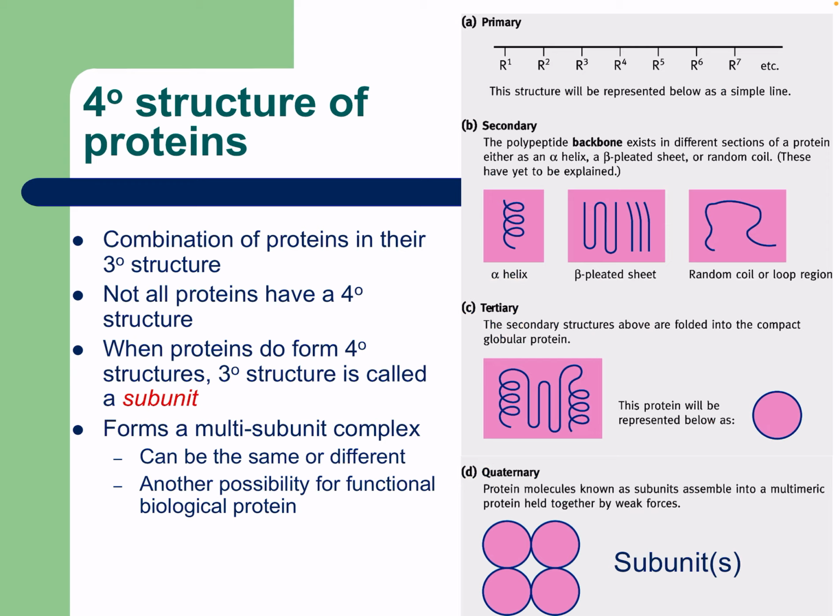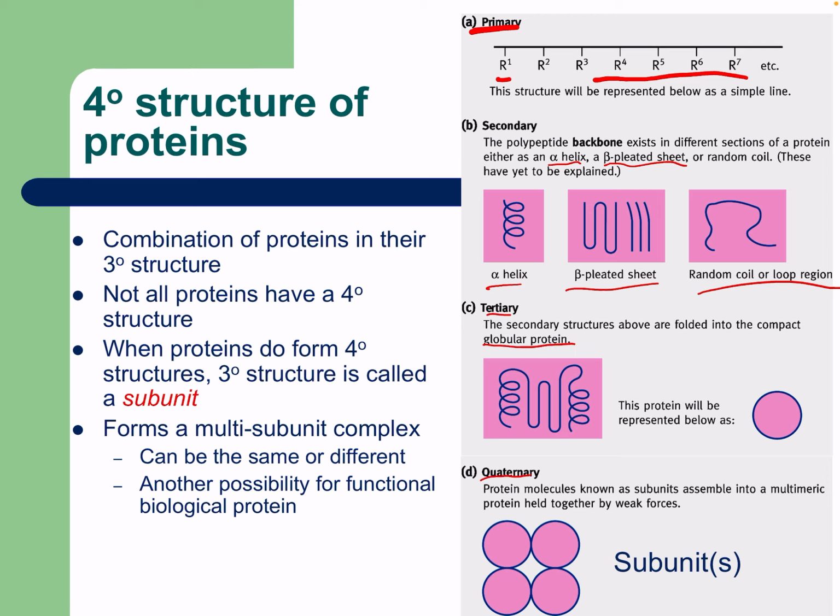So, quaternary structure of proteins. Again, we mentioned the primary structure, which of the structures represented below is a simple line with just the repeating sequence of amino acids. Our secondary structure, for example here, is a polypeptide backbone that exists in different sections of a protein, either as an alpha helix, a beta pleated sheet, or a random coil. Then our tertiary structure is secondary structures folded into compact globular proteins.